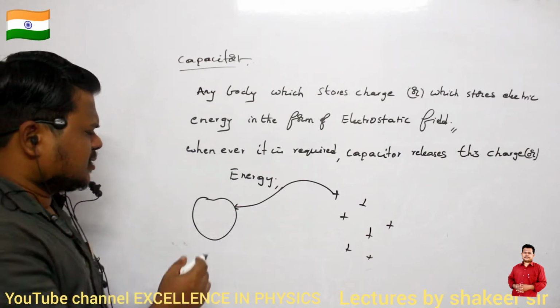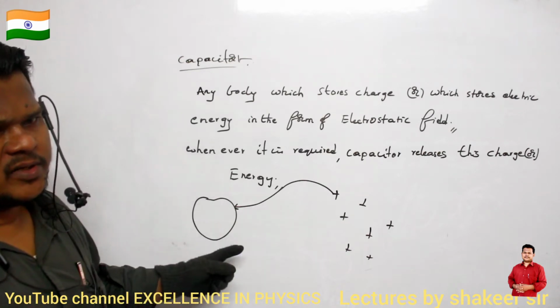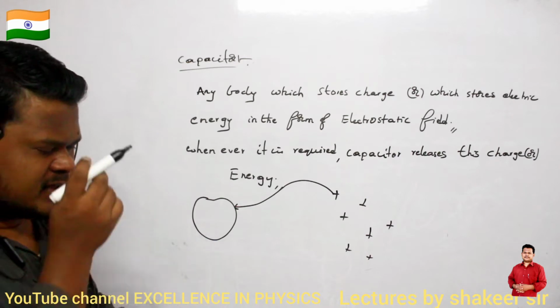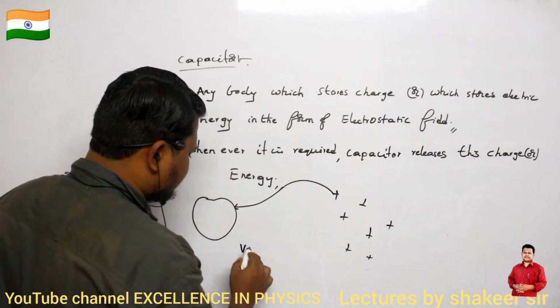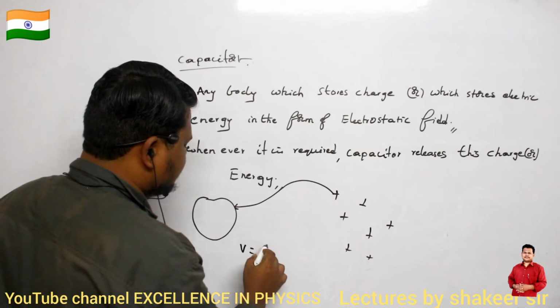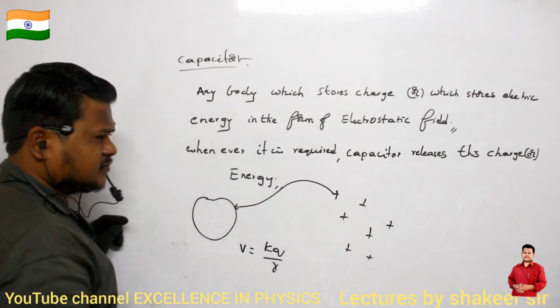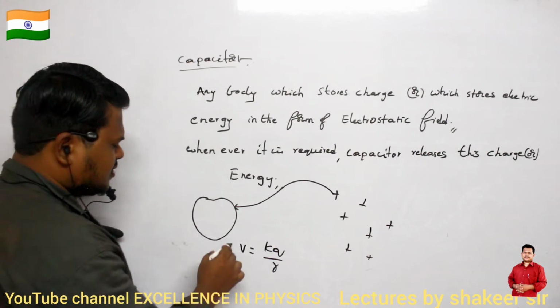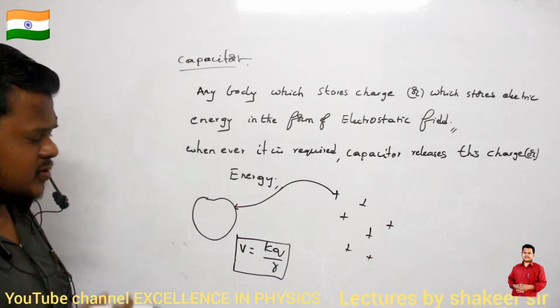The difference is that the potential of this conductor increases. For example, if it is a sphere, then what is the formula for the potential of a conductor? V equals KQ divided by R. This is the formula. Potential of a conductor is V equals KQ divided by R.